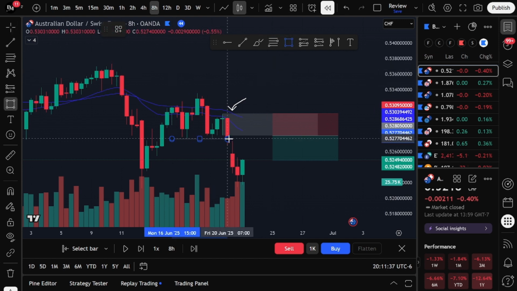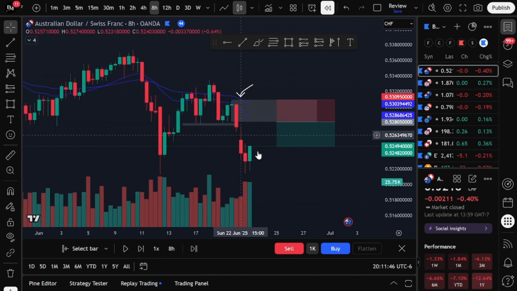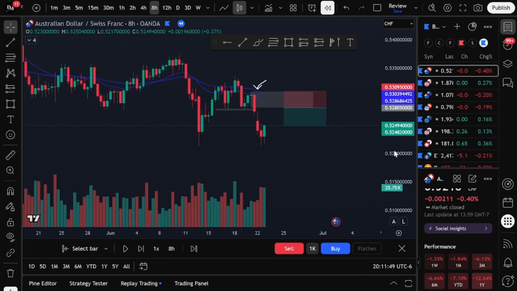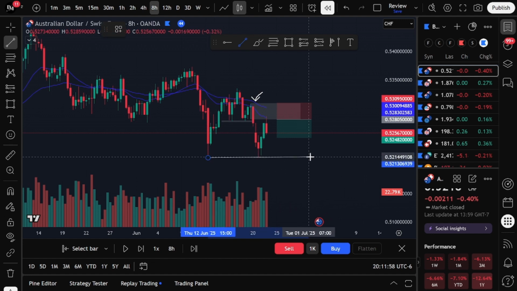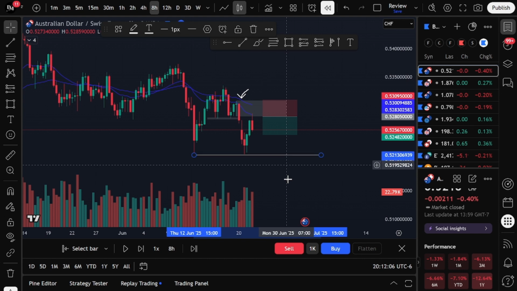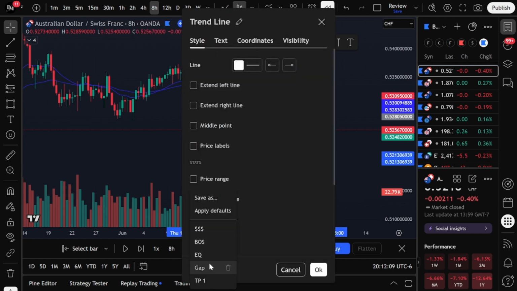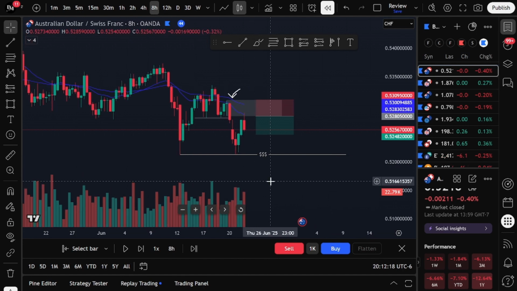Okay. Neckline. Okay, so target. I'm just gonna let this play out a little bit because I wanted to show you guys something. So what do we got right here? This is what you call a double bottom or equal lows, okay? Every time you see this, we'll call it liquidity. So this is a double bottom, liquidity, equal lows, whatever you want to call it.